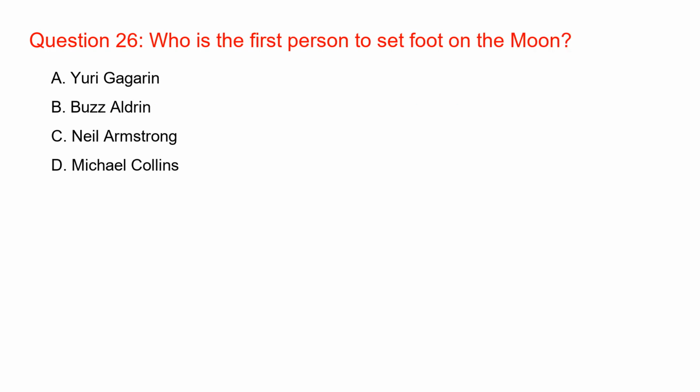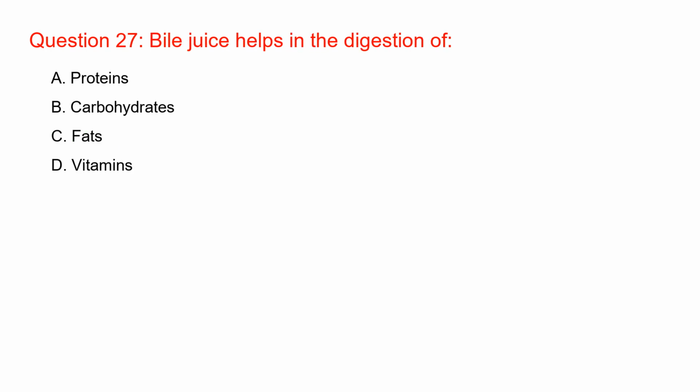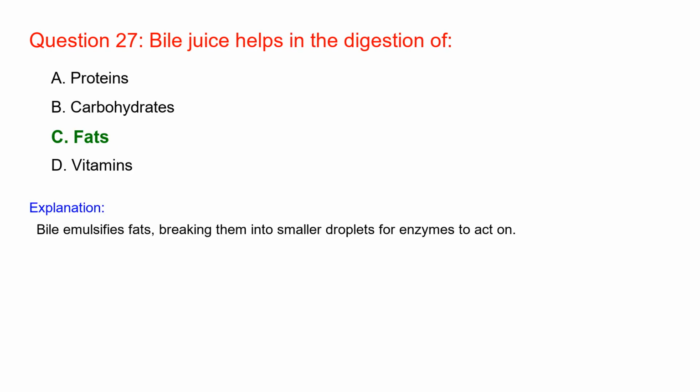Who is the first person to set foot on the moon? Neil Armstrong. Neil Armstrong commanded the Apollo 11 mission and walked on the lunar surface on 20th July 1969. Bile juice helps in the digestion of fats. Bile emulsifies fats, breaking them into smaller droplets for enzymes to act on.